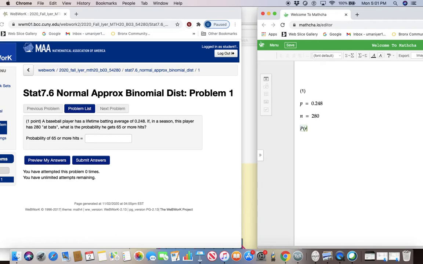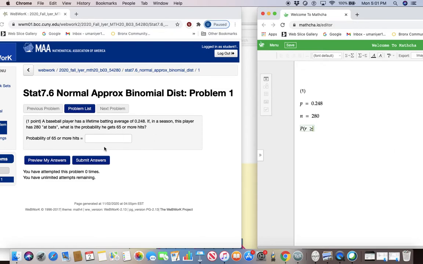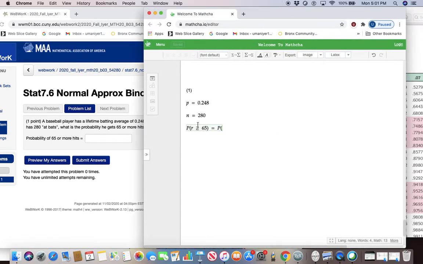The question is, what is the probability that R is greater than or equal to 65? So you see, 65 or more means 65 or greater than 65. That's what it means to be greater than or equal to 65. All right, so we need to make a correction for continuity. That is, this is in R, and we need to make it for X. And that X is either 0.5 to the right or 0.5 to the left.